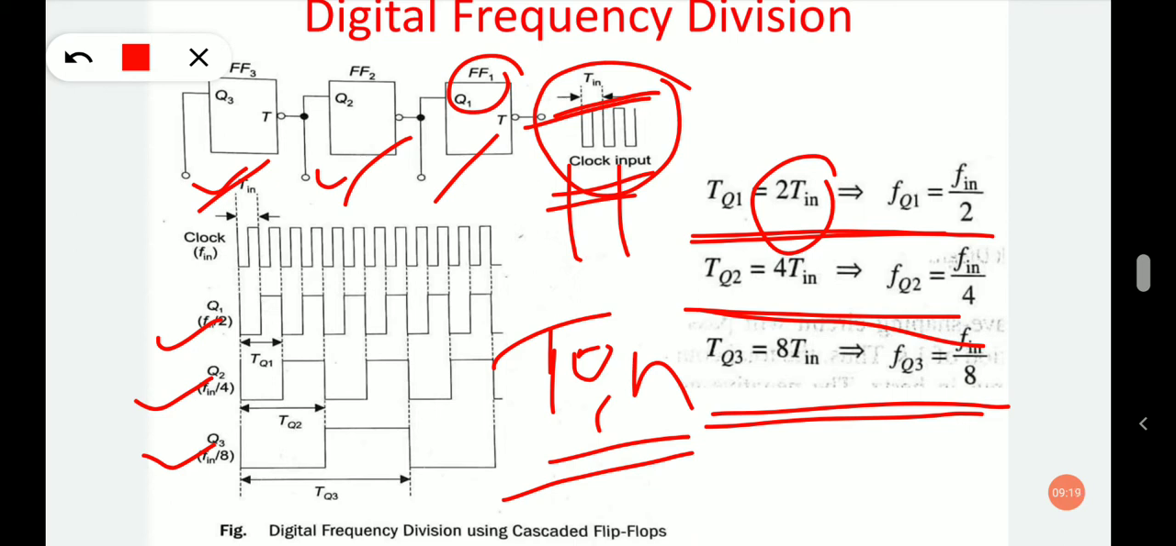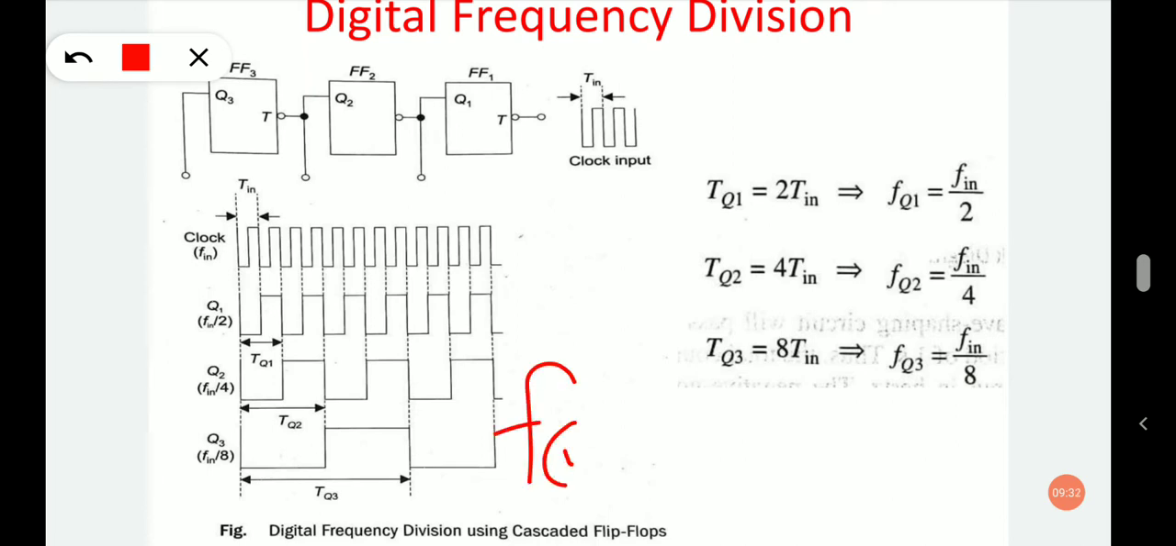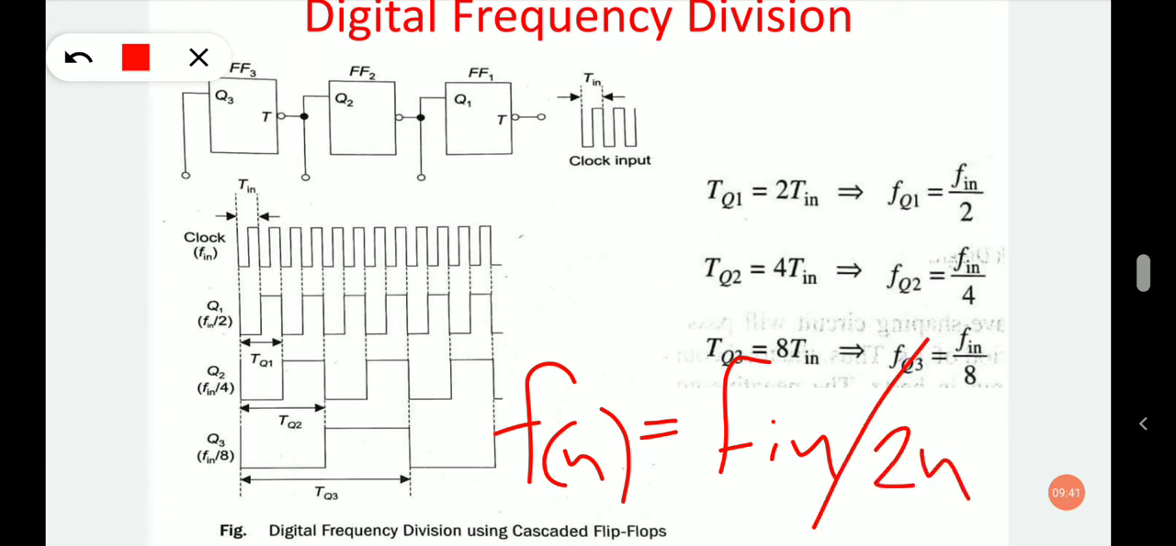Therefore, the output frequency triggered by a clock input at any point in a digital register is given as f_n = f_in / 2^n, where n is the number of flip-flops from the clock input to the output, or the bit number at the output. Similarly, by using decade counters, the frequencies can be divided by tens.